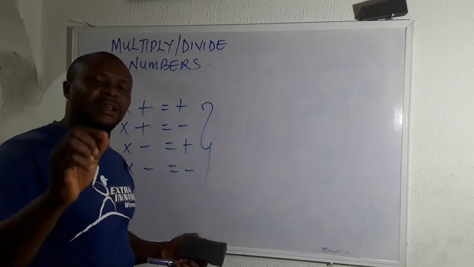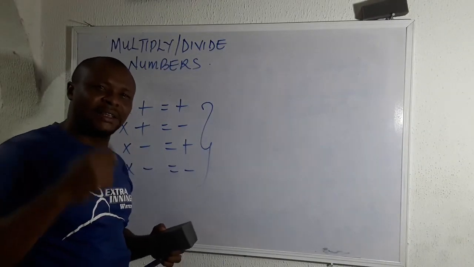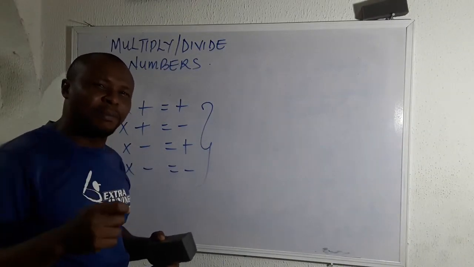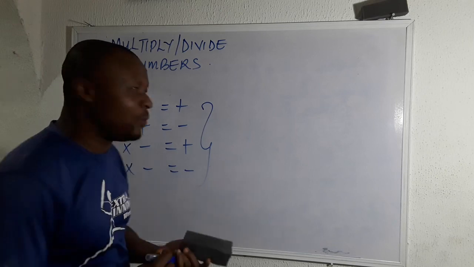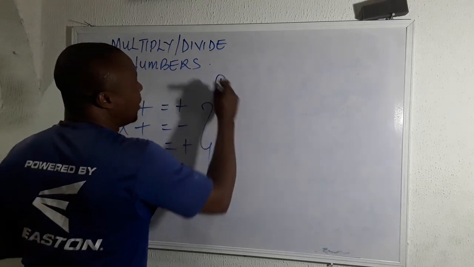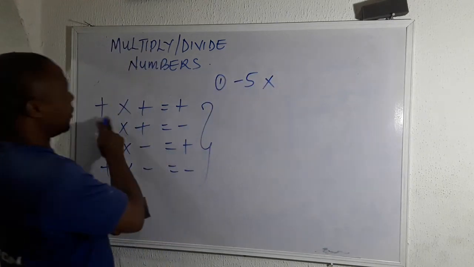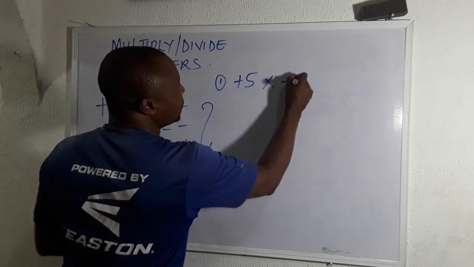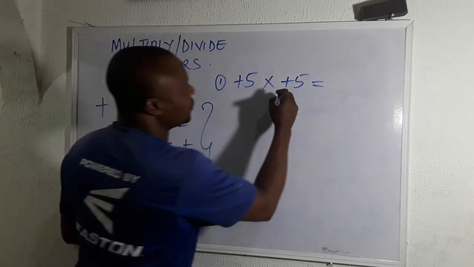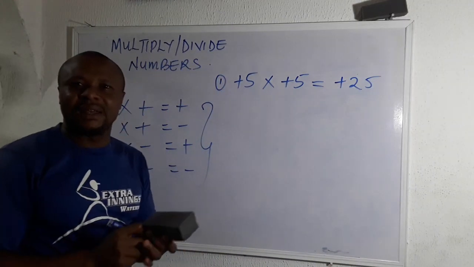It is a rule whenever numbers are being multiplied in mathematics, we first multiply the signs in front of the numbers. Now, let me give you an example. Let me use the first example, plus 5 times plus 5. Now, this will give us plus 25. How did I get that?